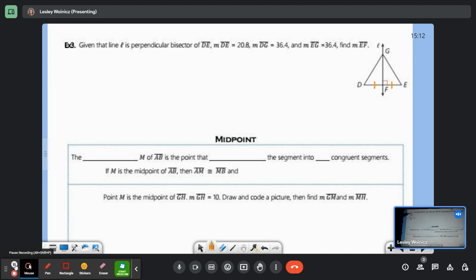Okay, point G is on the perpendicular bisector. So what do we know about DG and GE? They are also congruent. Okay, everybody see how we made those leaps? Okay, now we're going to put some numbers on our picture. Okay, DE, the whole thing is 20.8. All right, so each of these little pieces is half of that. So that's 10. I agree.